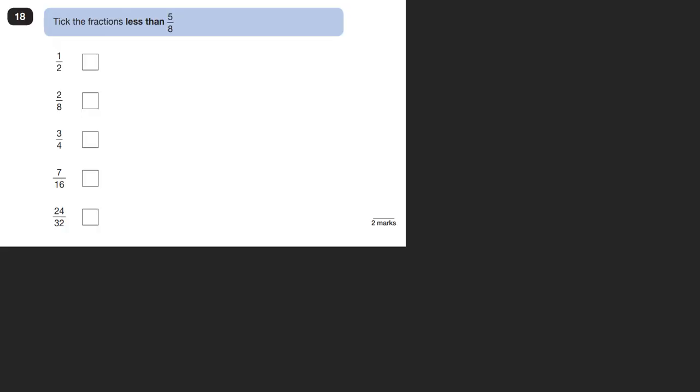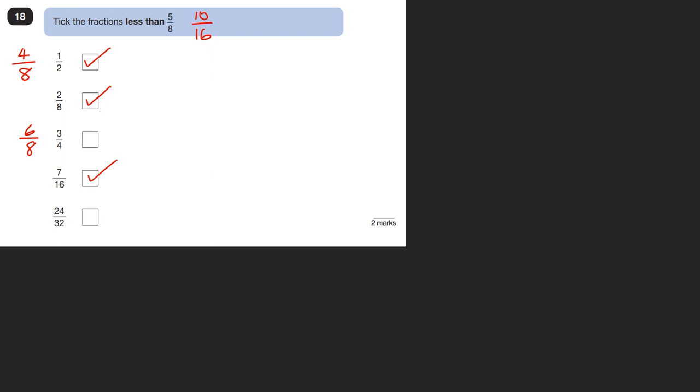Question number 18, they're asking tick the fraction less than 5/8, right? So less than 5/8 means, you need to make them the same. 1 over 2 means 4 over 8. So that is less than 5/8, and 2 over 8 is also less than. 3 over 8 is 6 over 8, that cannot be. And 7 over 16, you need to convert, this one is 10 over 16. So 10 over 16 or 7 over 16, so it is less than.